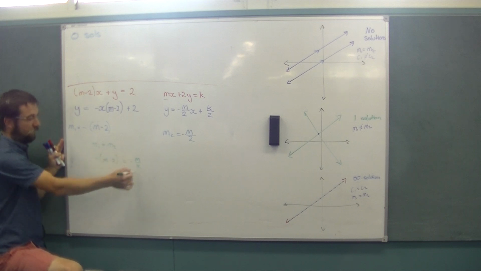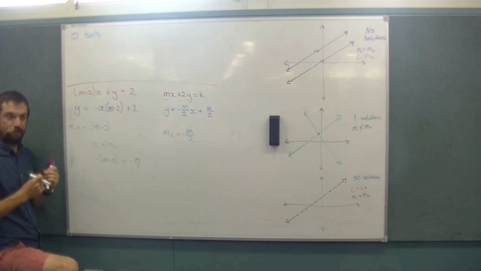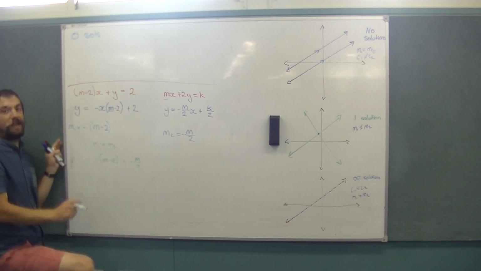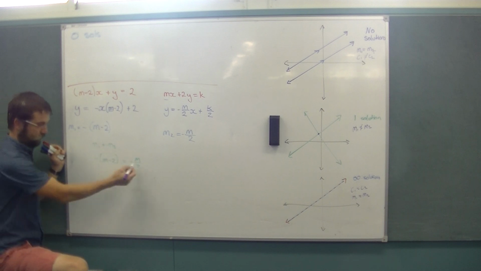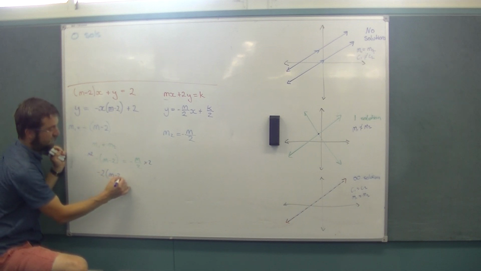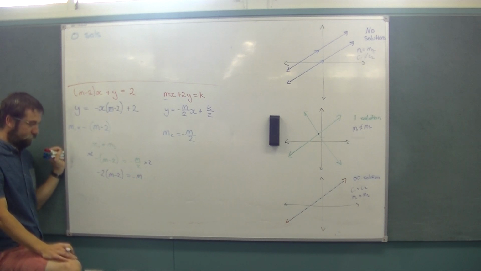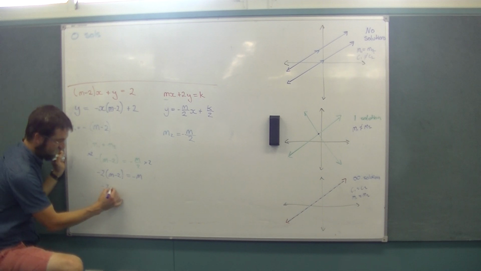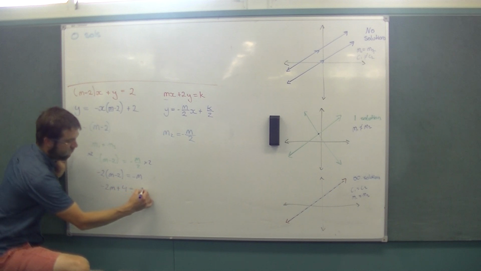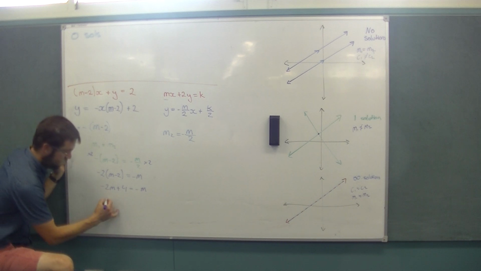So how do I go about simplifying this? What's the next step to finding m? Times by 2. So that's going to give me minus 2, m minus 2 equals minus m. Now what? Expand the brackets, so minus 2m plus 4 equals minus m. And then you need to times it by a negative to make all the m's positive.